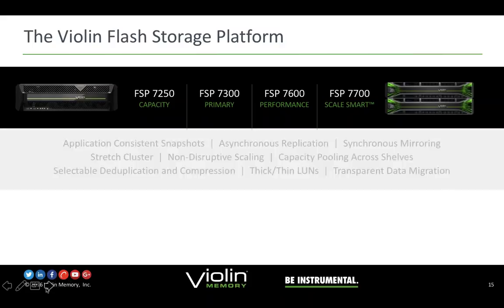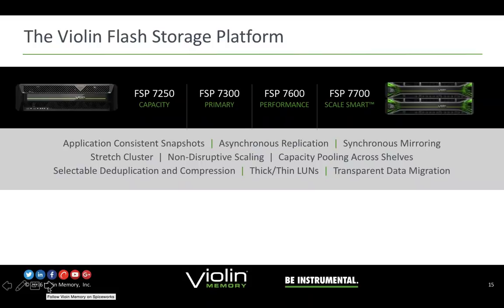So from a software perspective, which is what we see a lot of customers focus on as part of adopting flash at scale, it comes down to the ability to provide application consistent snapshots, asynchronous replication, synchronous mirroring, stretch cluster, the ability to non-disruptively scale the array and add more capacity, pool capacity across multiple shelves to create a larger namespace, support many LUNs for different types of applications and servers, turn dedup and compression on and off, and support thick and thin LUNs at very high performance for those tier zero workloads. And finally, the ability to bring in data transparently from any third-party array into a Vylan array seamlessly without interrupting operation are all part of the software portfolio that we bring to the table.